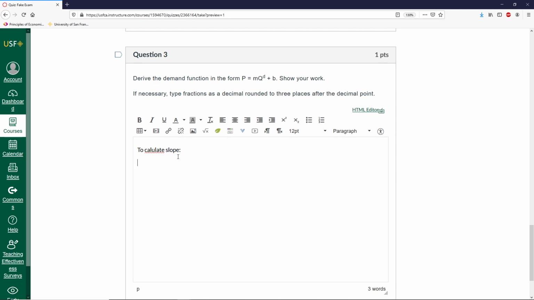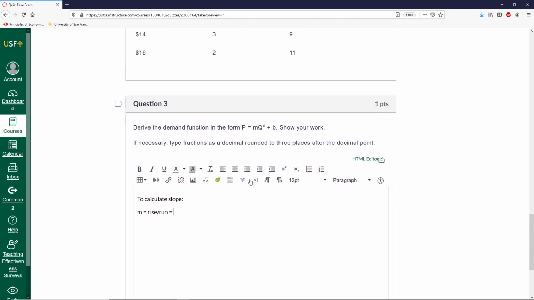That's fine. Calculate slope. There we go. Then what I want to do is first recognize that the slope m is going to be rise over run. So I can just do it like that, rise/run.